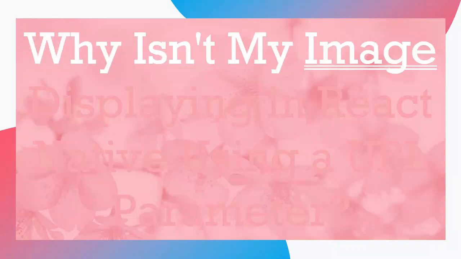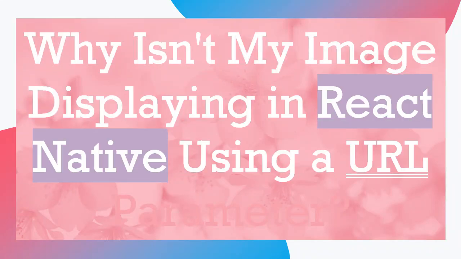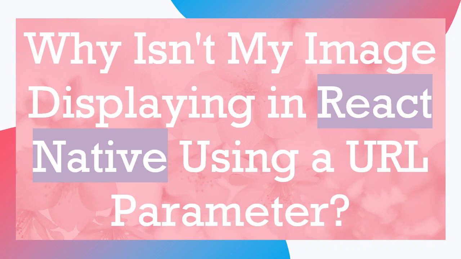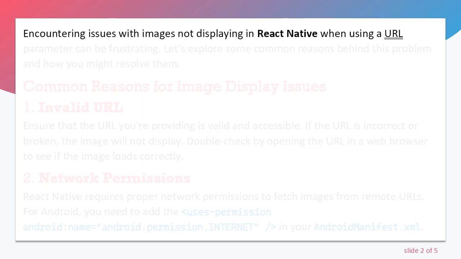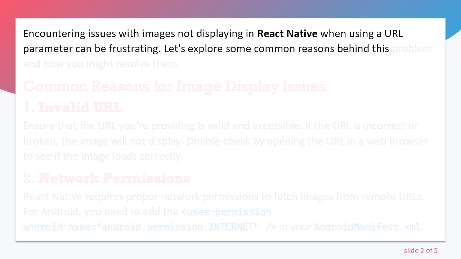Why isn't my image displaying in React Native using a URL parameter? Encountering issues with images not displaying in React Native when using a URL parameter can be frustrating. Let's explore some common reasons behind this problem and how you might resolve them.